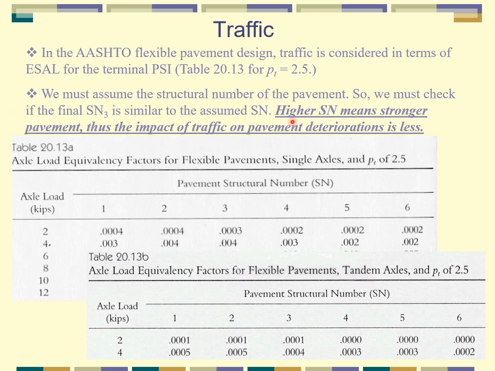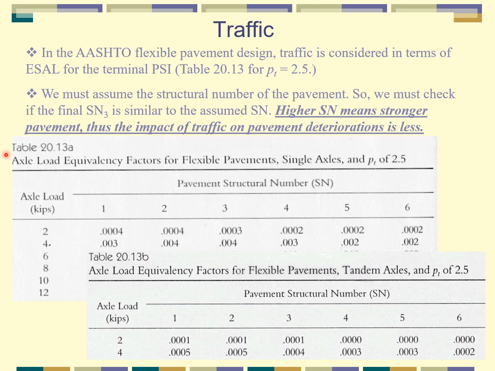Higher structural number means stronger pavement. So keep this thing in mind. I will repeat, higher structural number means stronger pavement. Thus the impact of traffic on pavement iteration is less. Now when we use SN3 or simply SN, it means structural number of the entire pavement. I will repeat, SN3 or SN. Both symbols are used for the structural number of the entire pavement.